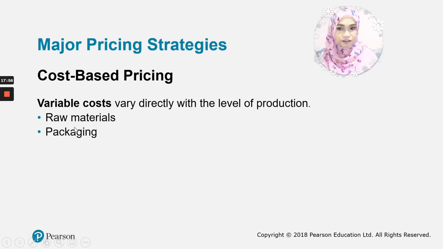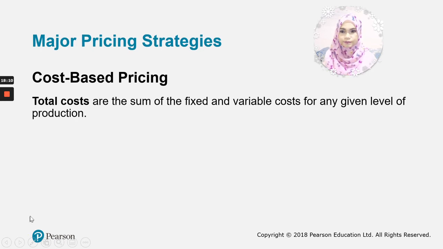While the variable cost varies, it differs, it fluctuates. If you produce more, there will be more variable costs. If you produce less, there will be less variable costs. Examples are the raw materials and also the packaging. So when you calculate the cost-based pricing, you will look at the total cost, which is the sum of both fixed costs and variable costs for any given level of production.